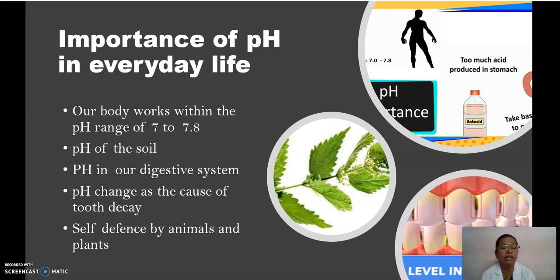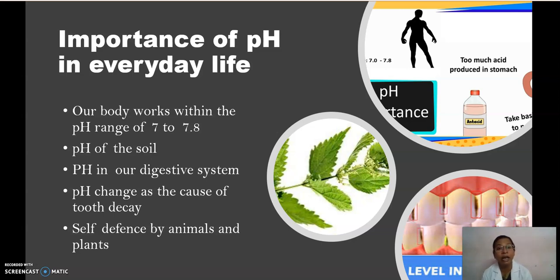And the other thing is pH changes as the cause of tooth decay also. That means when the pH of our mouth goes below 5.6, it becomes acidic. Then after eating, if you are not cleaning your mouth using toothpaste, the food particles and sugar particles left over in the mouth, the bacteria will start to decay them and produce acid. So the acidity is the reason for forming cavities in your teeth.